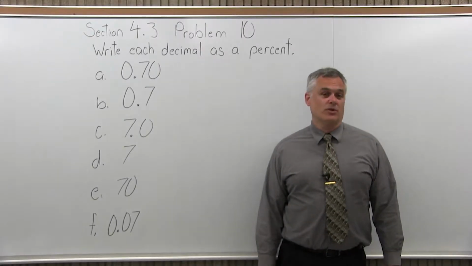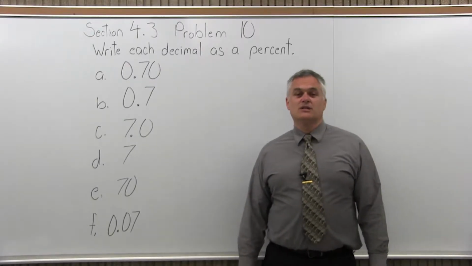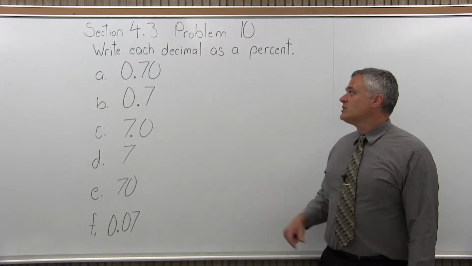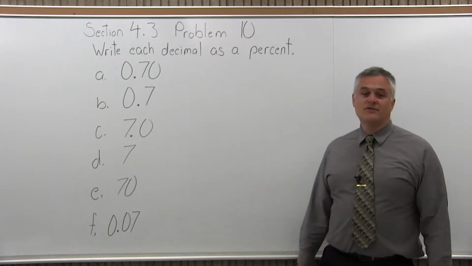This is Section 4.3, Problem 10. It says write each decimal as a percent. And we have 6 of them. The first one is 0.70.